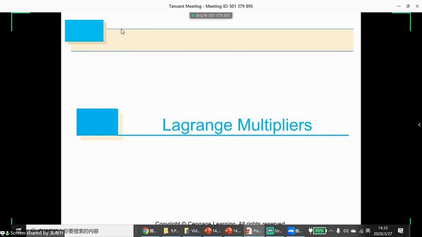Another problem is the Lagrange multipliers. Lagrange multipliers.